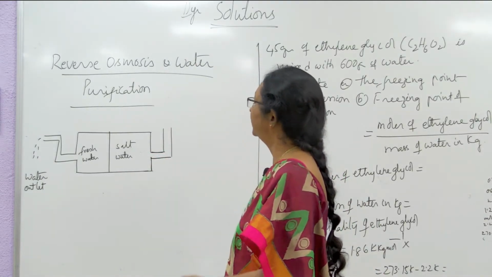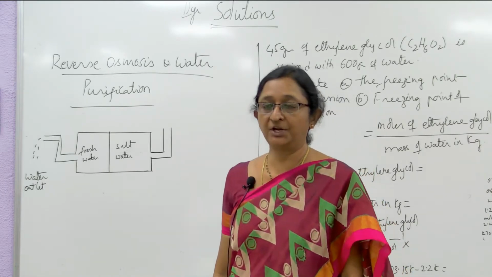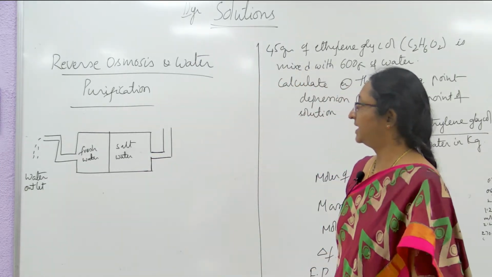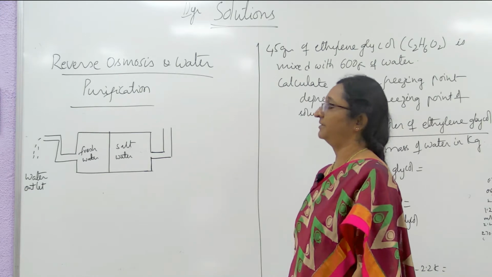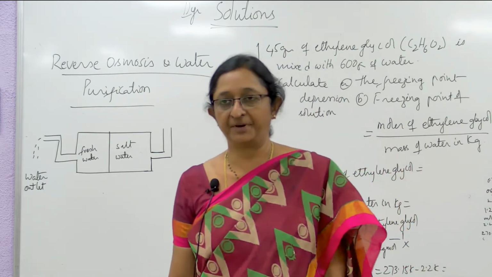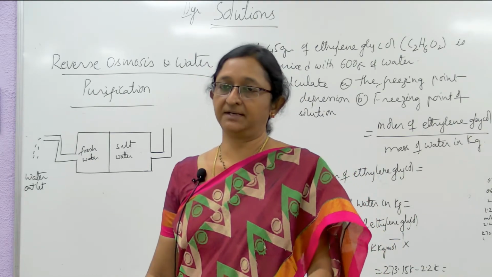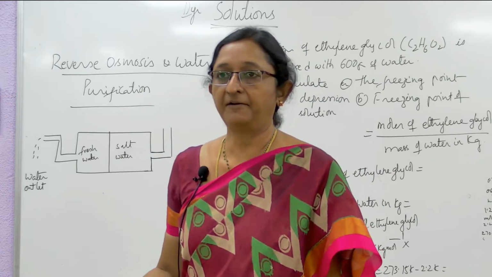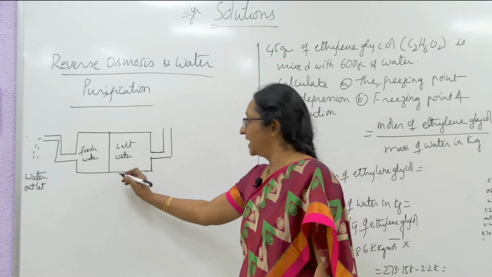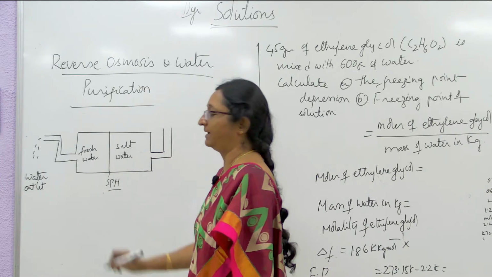So we have learned what isotonic solutions, hypertonic solutions, and hypotonic solutions are. And now let us see reverse osmosis. Already we have learned that if you increase the osmotic pressure, then the osmosis can be reversed. That is called reverse osmosis. Then the water molecules will flow through the semi-permeable membrane and the pure water can be collected.